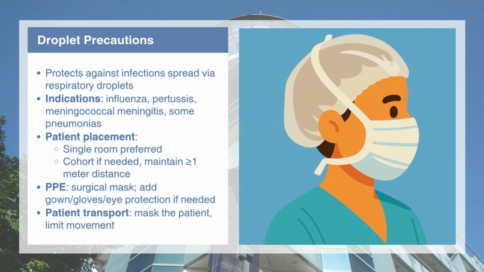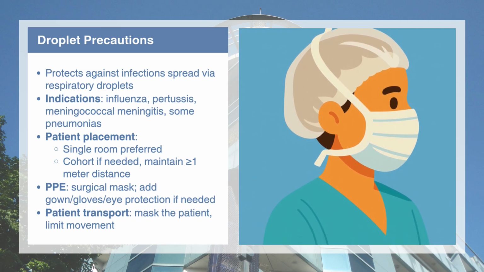Droplet precautions prevent spread of infections like influenza, pertussis, or meningococcal meningitis. Droplets usually travel only about 1 meter. Place patients in single rooms when possible, or cohort them with others who have the same infection. Healthcare workers should wear a surgical mask when entering the patient's area and add gloves, gown, or eye protection if exposure to secretions is likely. During transport, patients should wear a surgical mask and observe cough etiquette.